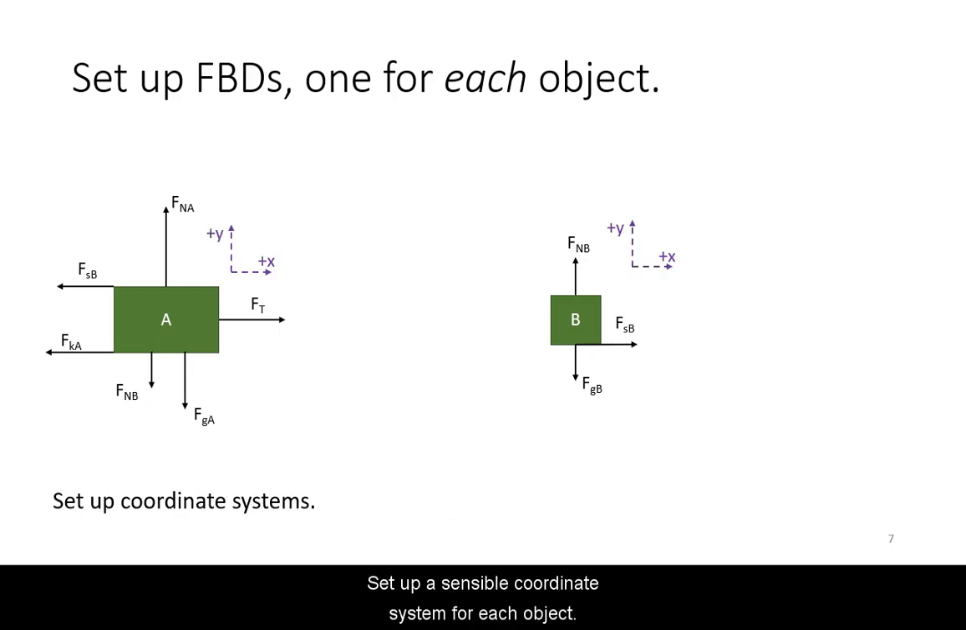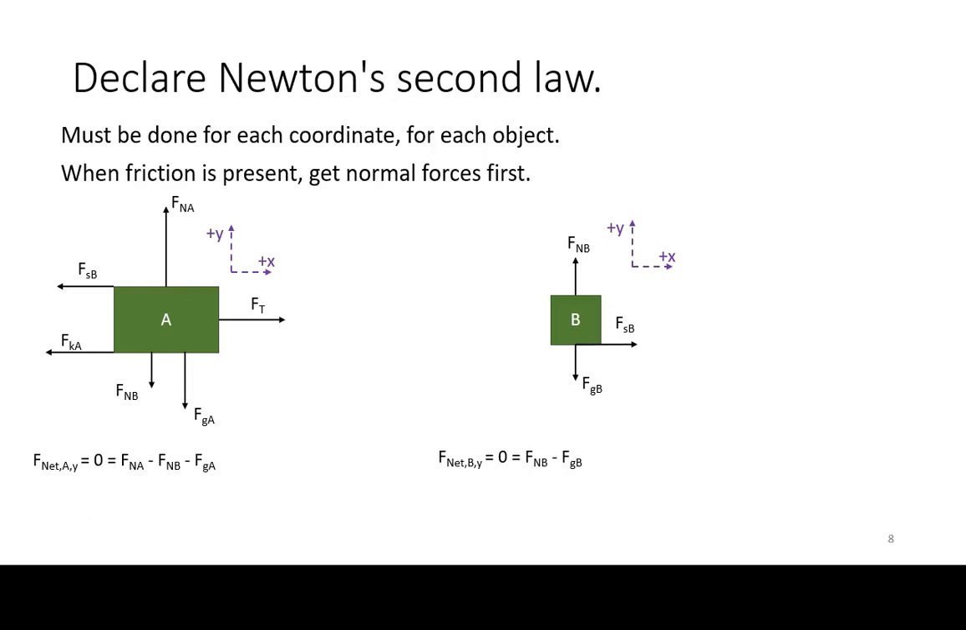Set up a sensible coordinate system for each object. Declare Newton's second law for each coordinate of each object. Because this example involves friction, we will need expressions for the normal forces first, and hence we start in the y direction.